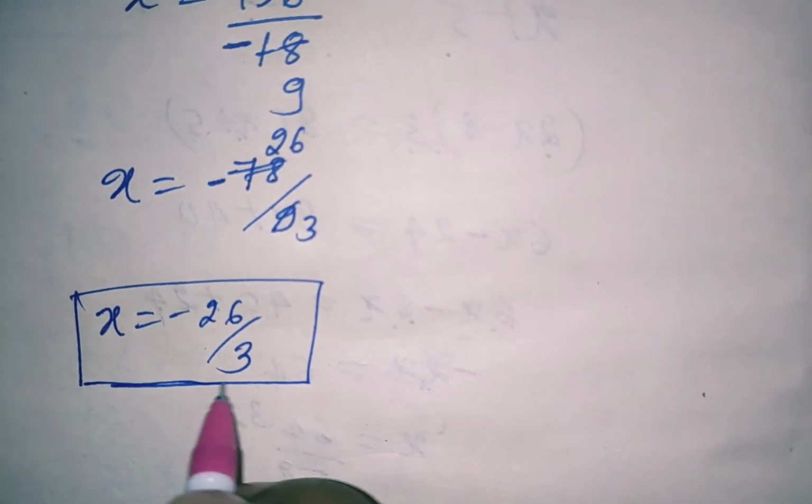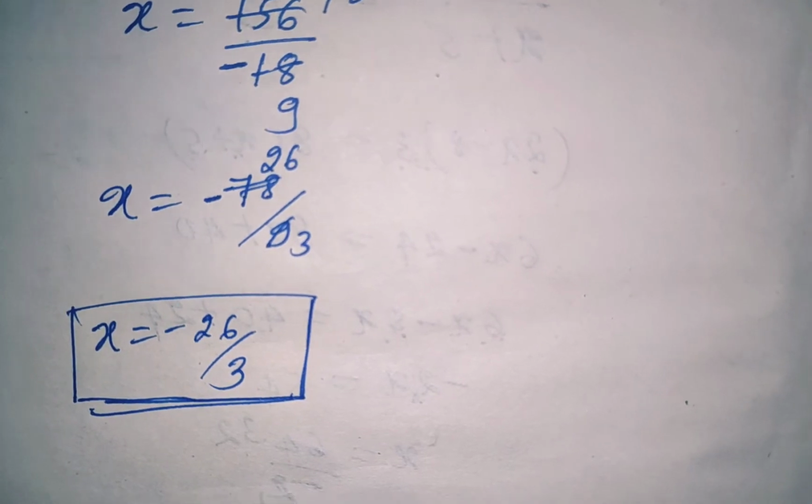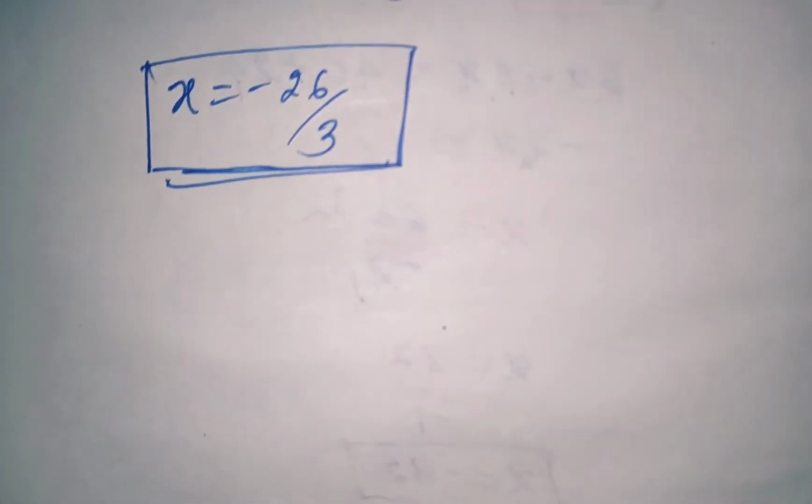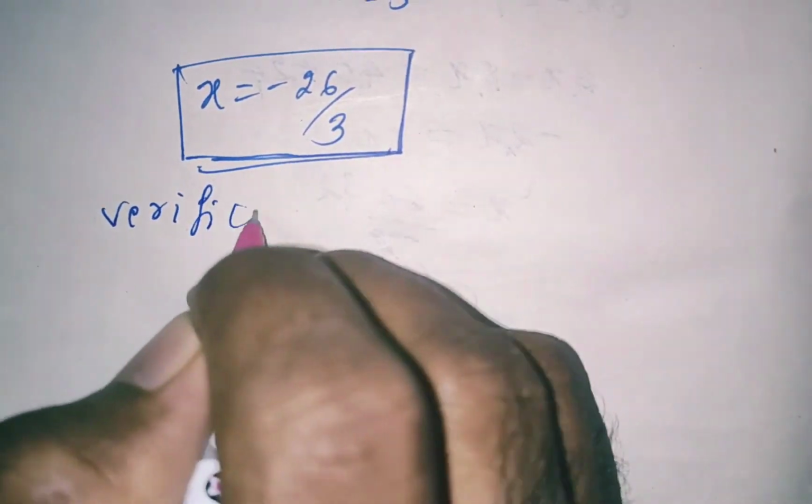This is the value of x. Solution. The solution means this one, minus 26 upon 3. Now we need to verify. So verify by taking LHS and RHS. Verification.